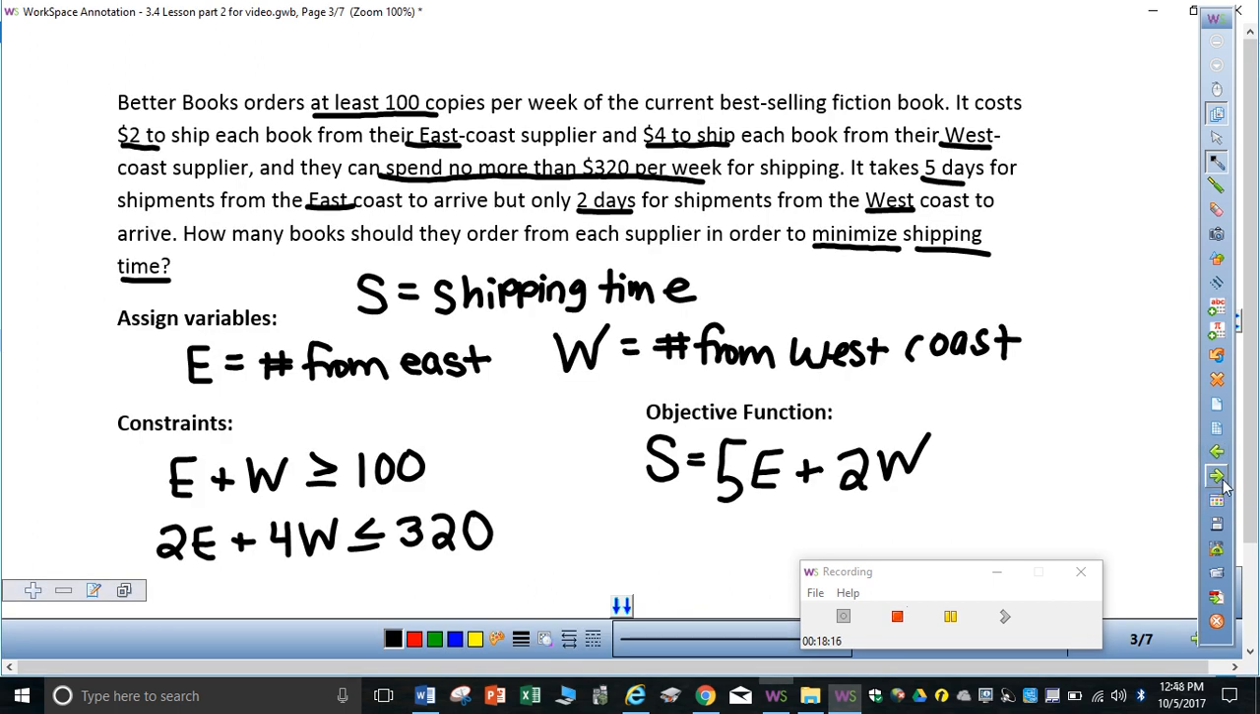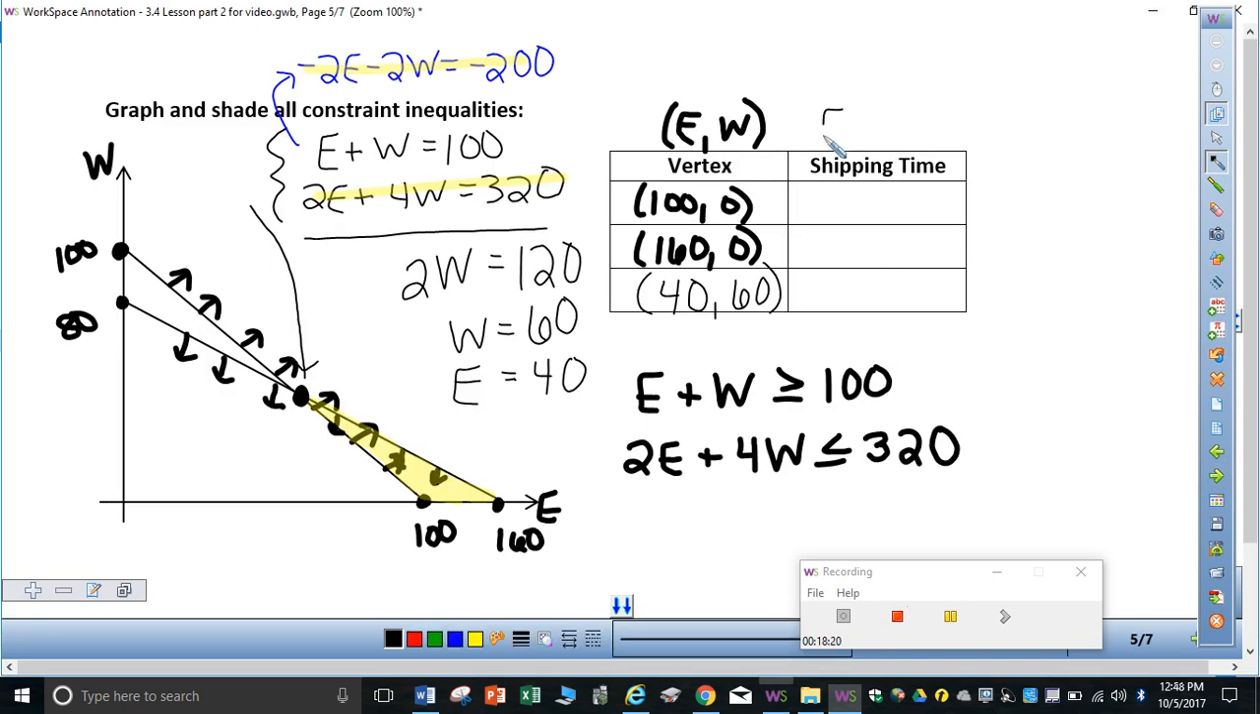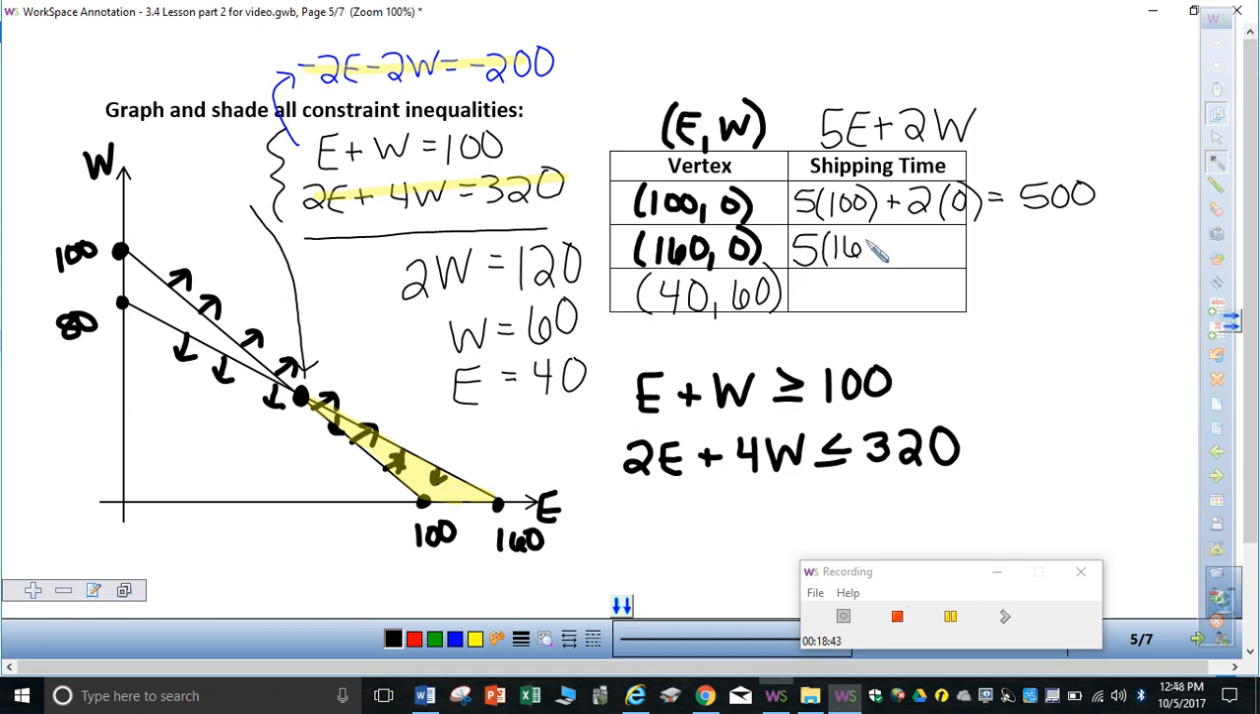All right, so I'm going to recopy the objective function, 5E plus 2W. We always want to make sure that our numbers are lining up. E is the first number listed here, and it's the first number in the equation. So we want to make sure numbers are going in the right place. We're going to do 5 times 100 books from the East Coast. We have 0 books from the West Coast. So that's a total of 500 days of shipping time. Next, 5 times 160 plus 2 times 0.